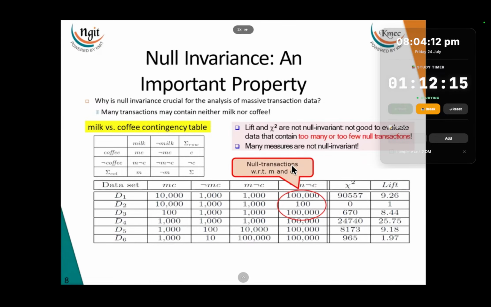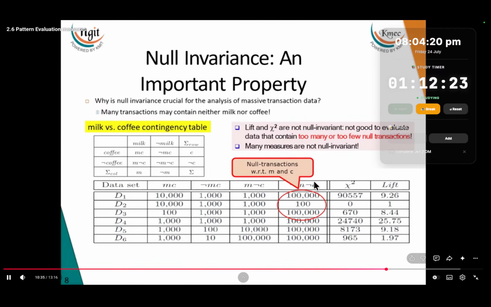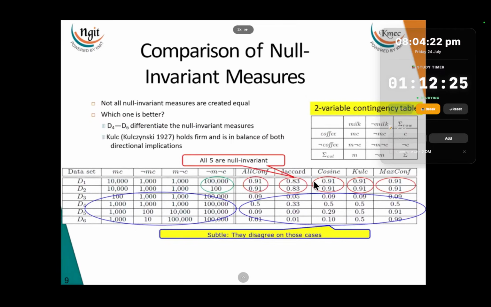So here, when you perform the chi-square and lift, we can see the results are showing wrong predictions, when there are very low transactions or many null transactions, right? So here, to overcome this, we'll be using the other measures. And if you are calculating the other measures for the transactions which are imbalanced or null-invariant, we can see that Kulczynski is having the same values, so there are no varying values, whereas the other measures are having different varied values, right?